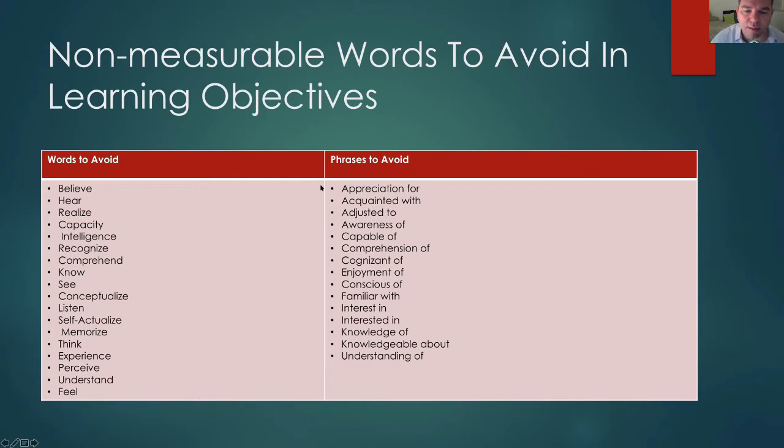The other things you might want to avoid are phrases. So phrases to avoid: appreciation for, just awareness of or understanding of, those sorts of vague phrases. They're fine to use. You've probably heard me say some of them as I'm talking. However, from a formal instructional design perspective, you really want those objectives to be clear and measurable so that you can take them through that entire ADDIE process.